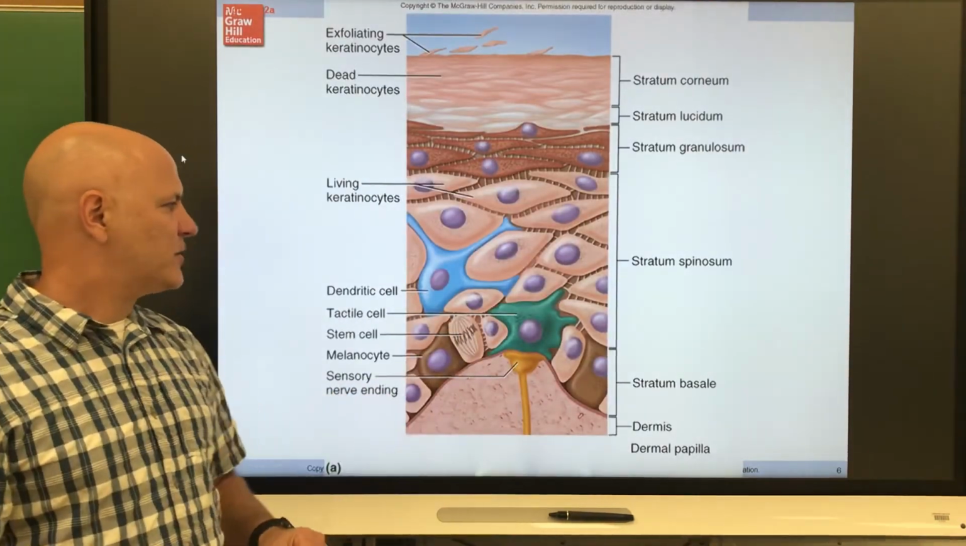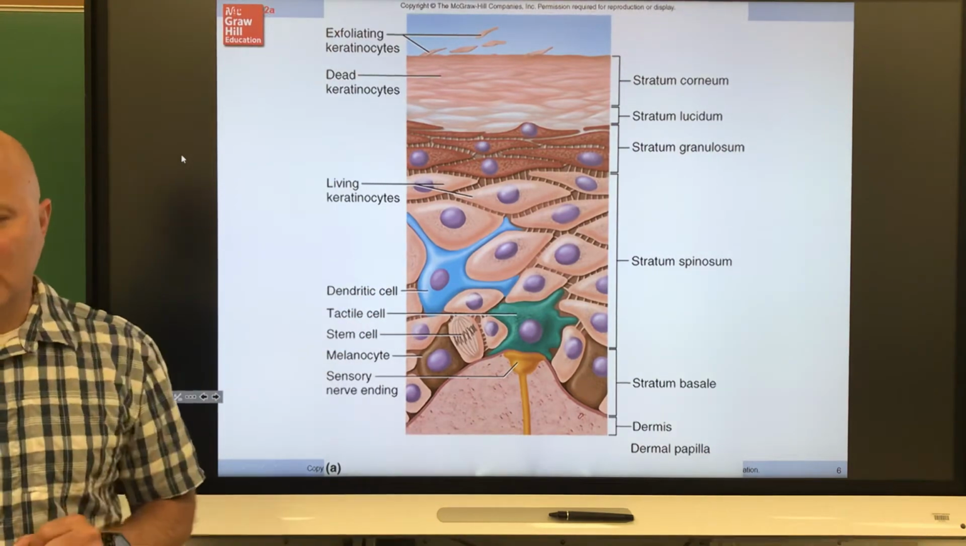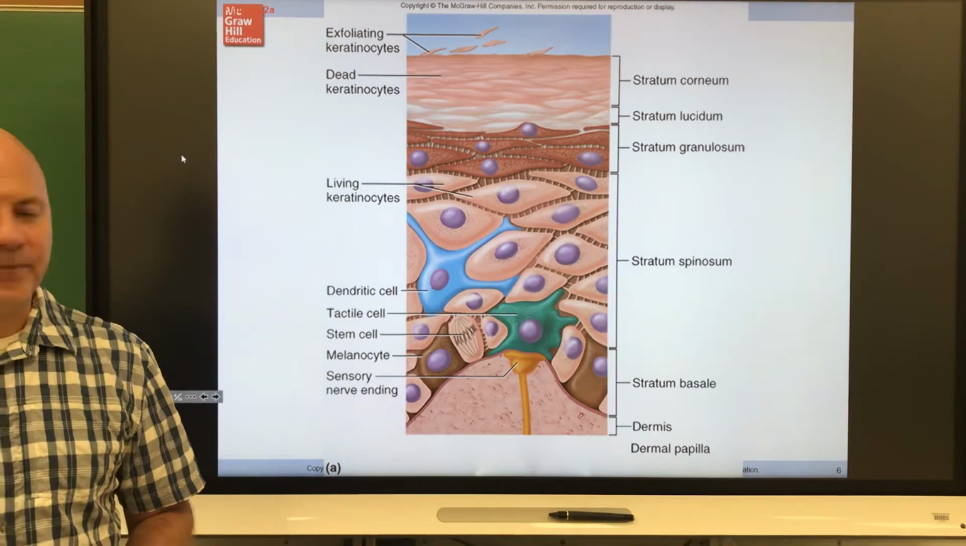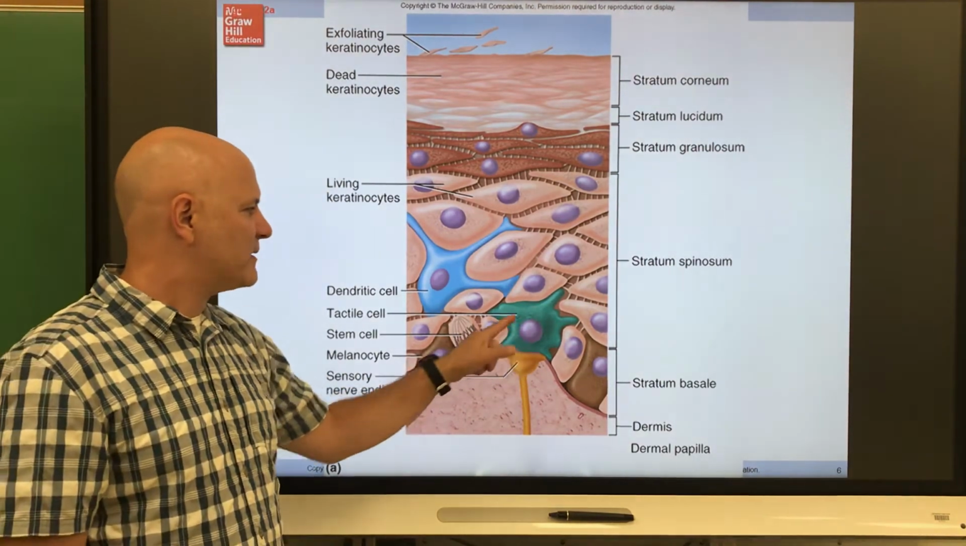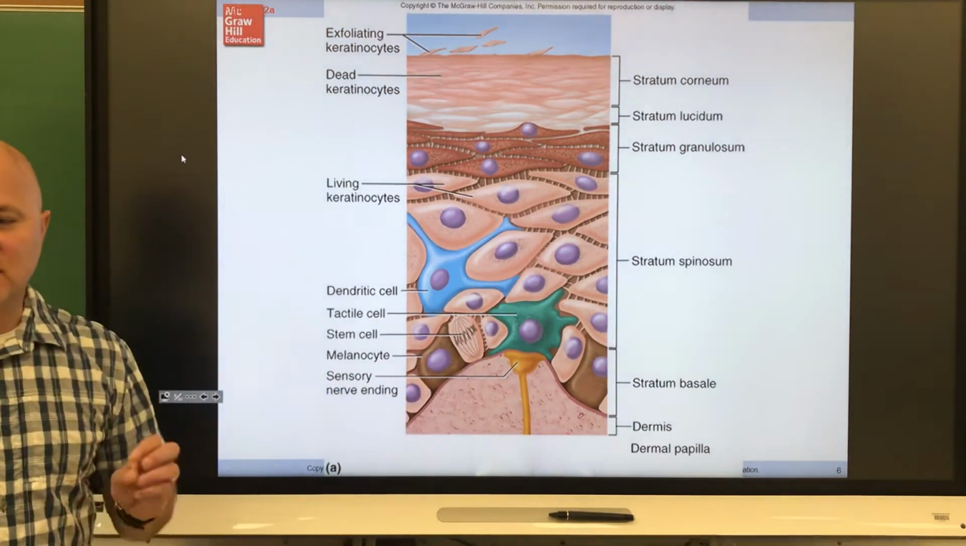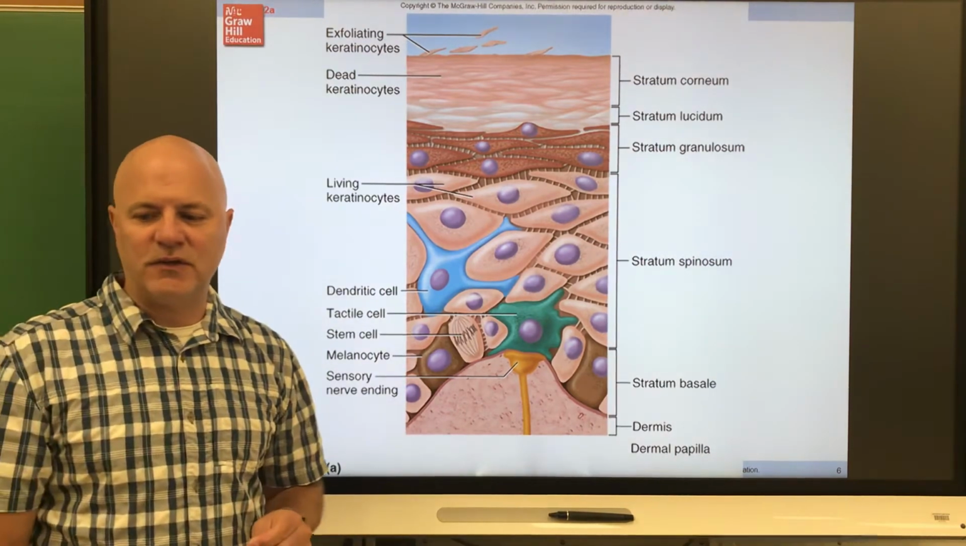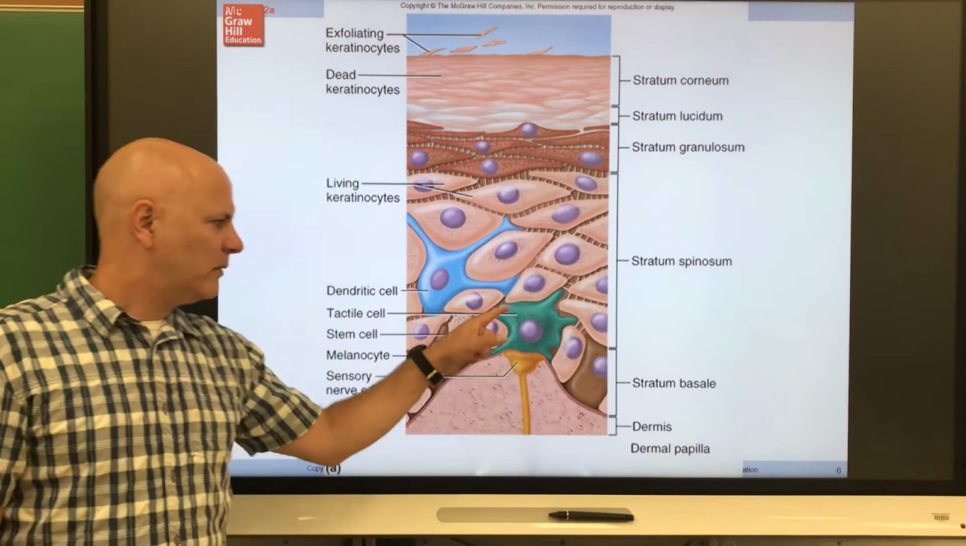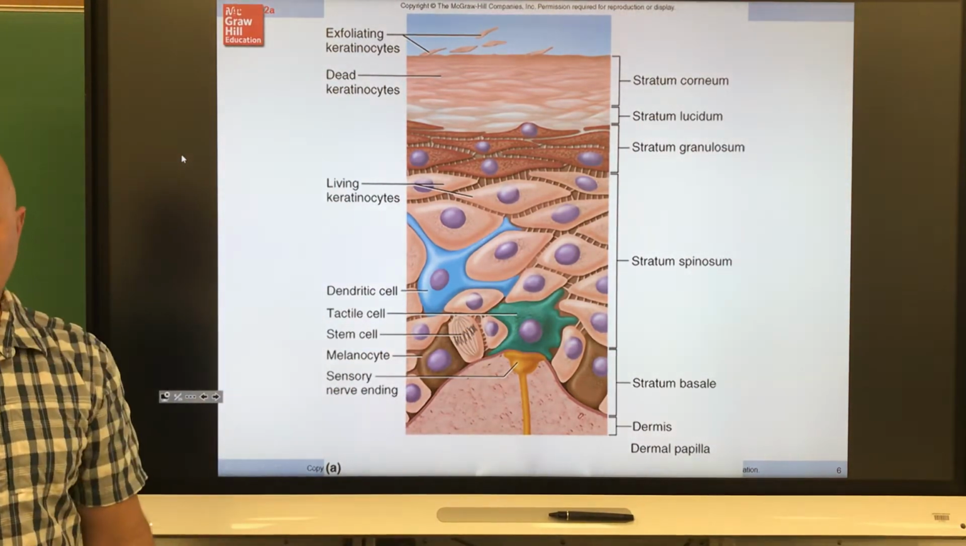Let's go back to this picture. Here we see a dendritic cell. Dendritic cells are macrophages that are going to help activate the immune system. And then lastly is a tactile cell, which is what we see there. These are cells that are associated with touch sensory nerve endings. Okay, so they're going to help sense touch there.